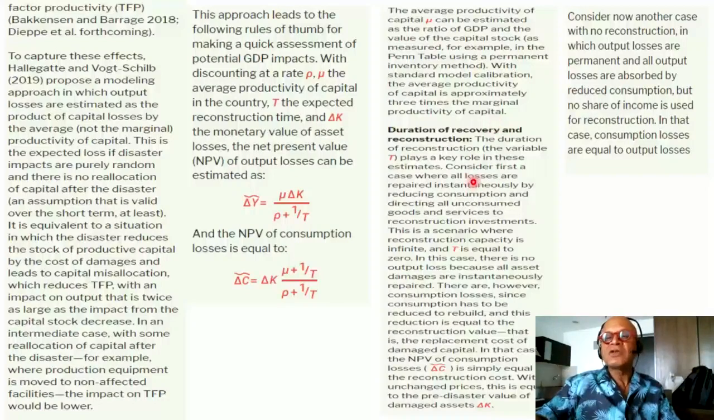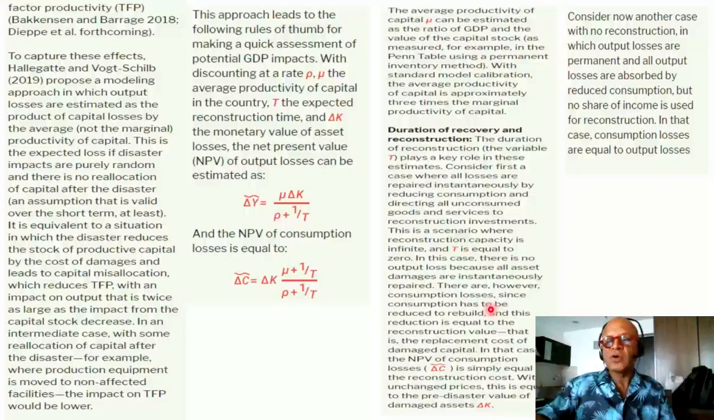Duration of recovery and reconstruction. In this context, the duration of reconstruction, the variable T we used here, plays a key role in these estimates. Consider first a case where all losses are repaired instantaneously by reducing consumption and directing all unconsumed goods and services to reconstruction investments. This is a scenario where reconstruction capacity is infinite and T is equal to 0. Reconstruction is done instantaneously. In this case, there is no output loss because all asset damages are instantaneously repaired.